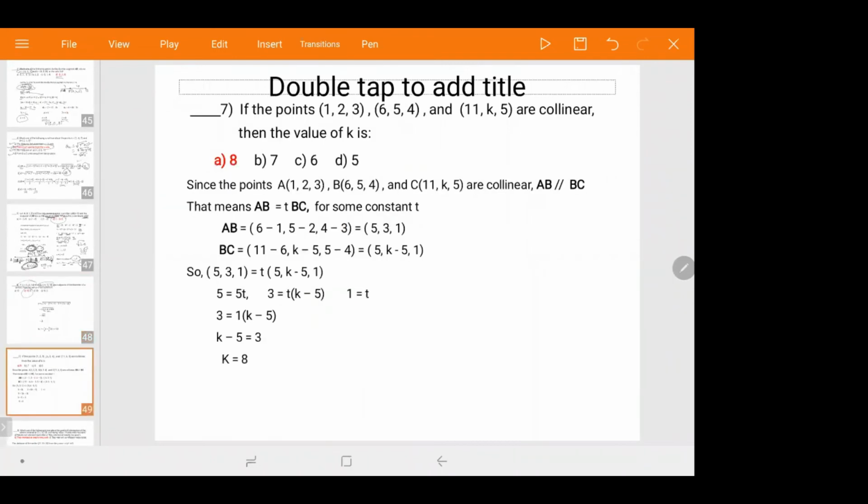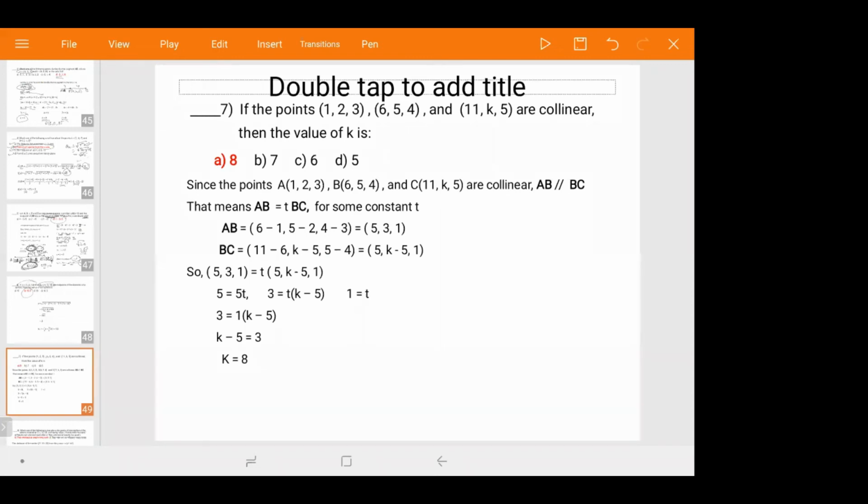Now let's pass to question number 7. Here we have given 2 points, (1, 2, 3) and (6, 5, 4), and another point, (11, k, 5), and they are given to be collinear. Collinear means lying on the same line. And the question is, find the value of k.